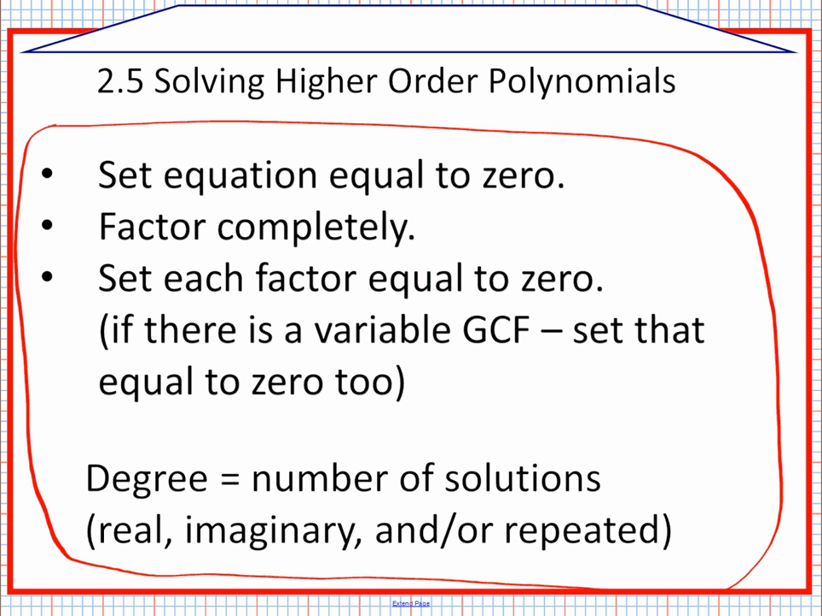Okay, so our steps are to set the equation equal to 0. We always want to remember that we're going to be working with equations. That's why we're solving, because we have an equation. We're going to try and factor completely. We're going to set each factor equal to 0. And then we are going to solve for that.